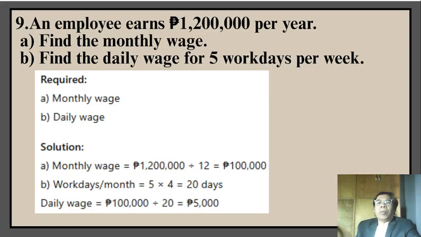Number 9, an employer earns 1,200,000 per year. Find the monthly wage. Letter B, find the daily wage for 5 work days per week. So we are required to obtain the monthly wage and the daily wage. So solution, monthly wage will be 1,200,000 divided by 12, so you have 100,000 pesos. And the work days per month is 5 times 4 equal to 20 days. So daily wage is 100,000 divided by 20, which is equal to 5,000 pesos.